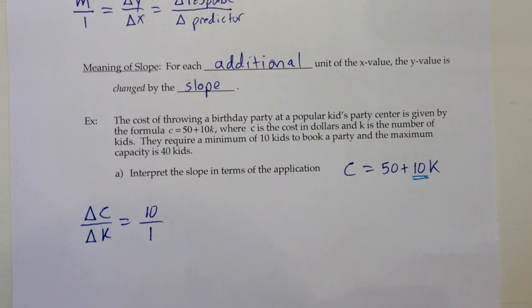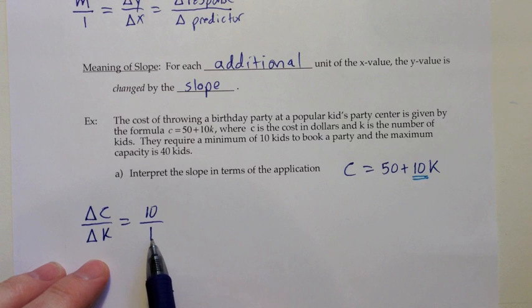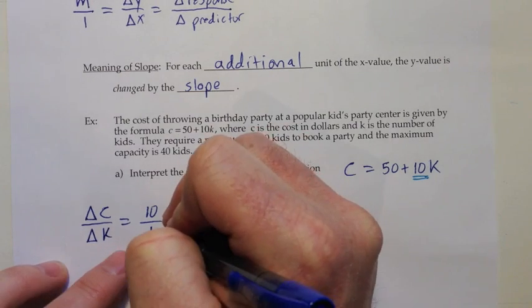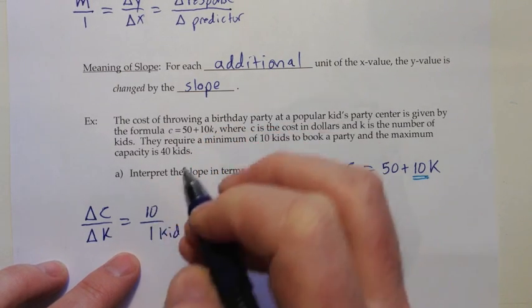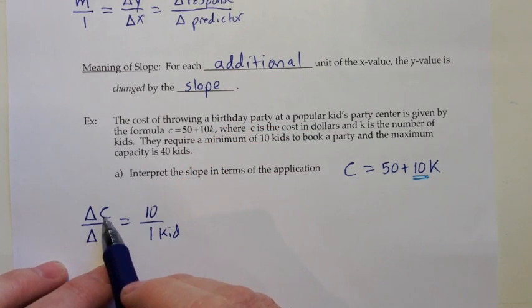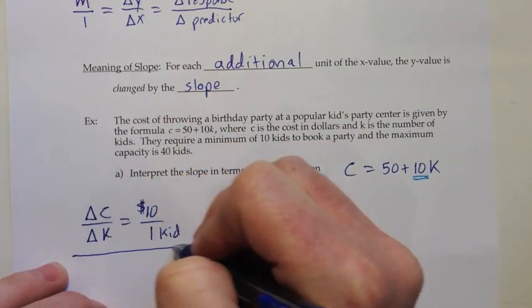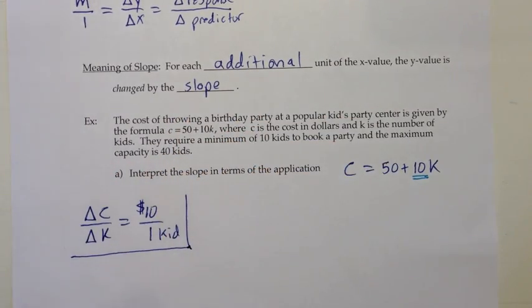And then to interpret it, it's very helpful to know what the units are. So I'm going to put the units on this denominator that go with this variable over here in this denominator. So this 1 I'm going to say is 1 kid. And then this 10 on the top would be the change in C, or cost, and the cost was measured in dollars. This is all just scratch work, but it looks like there's a $10 per kid charge.